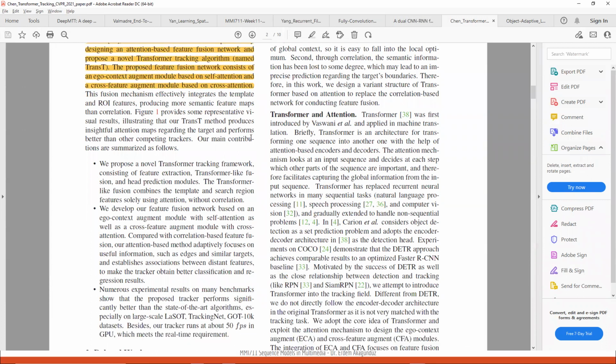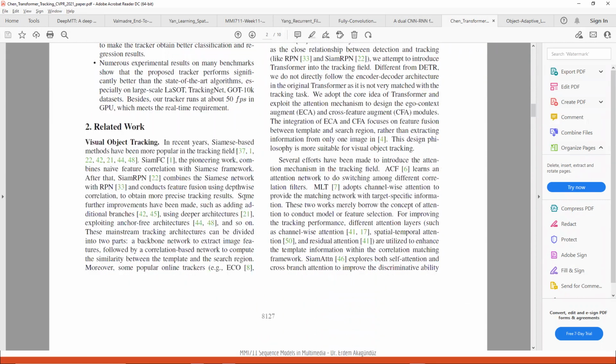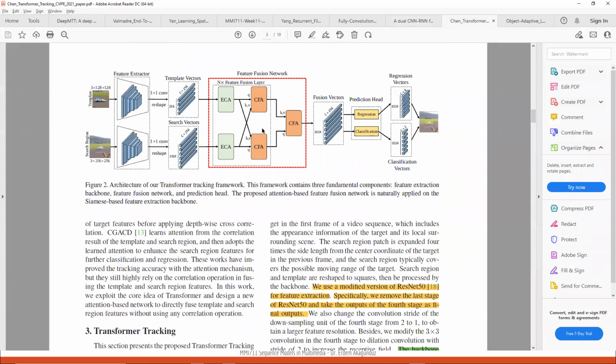Yes, all the things that we already went over. So as you can see, guys, this is their paper. What they do is, it is like a Siamese network, guys. This is the transformer version of a Siamese network.